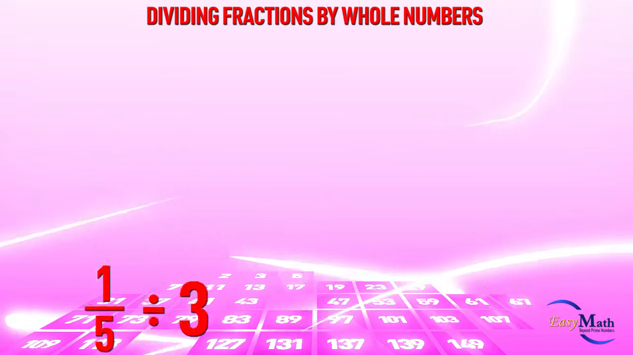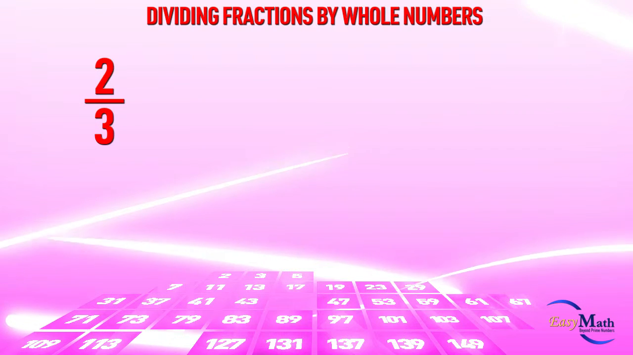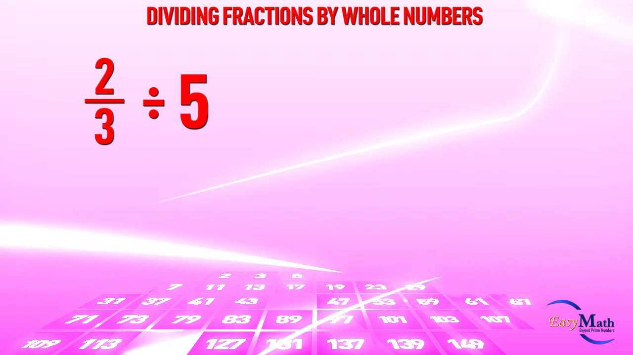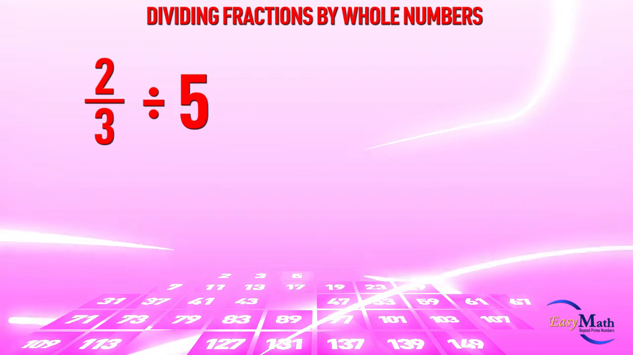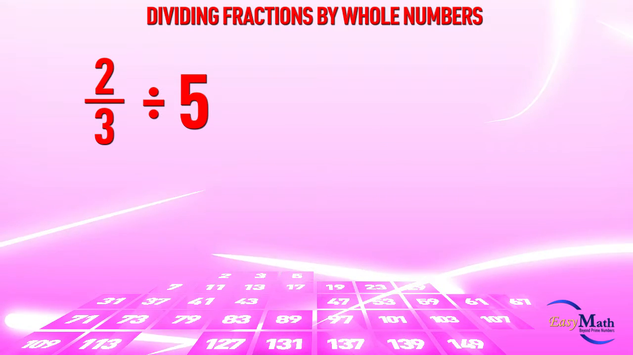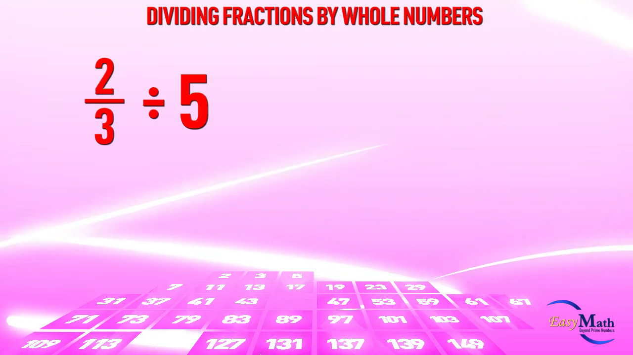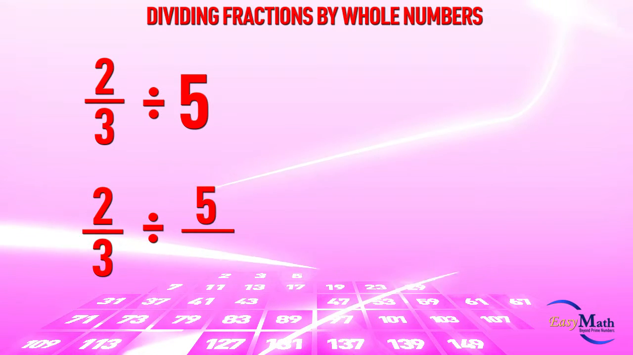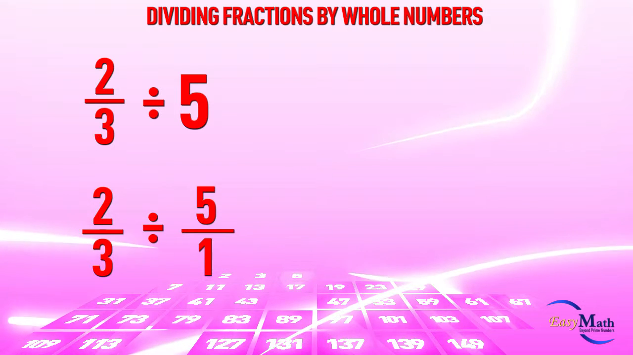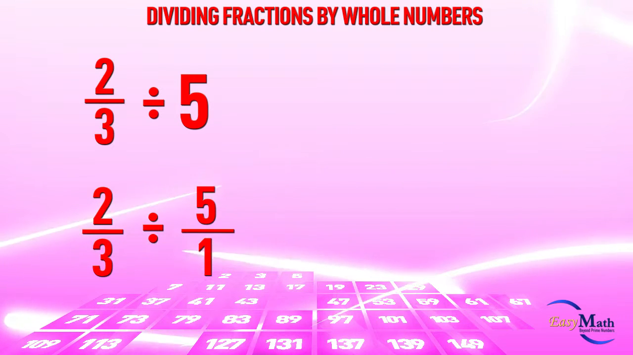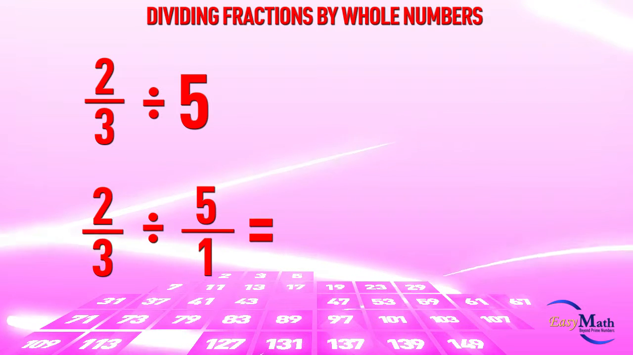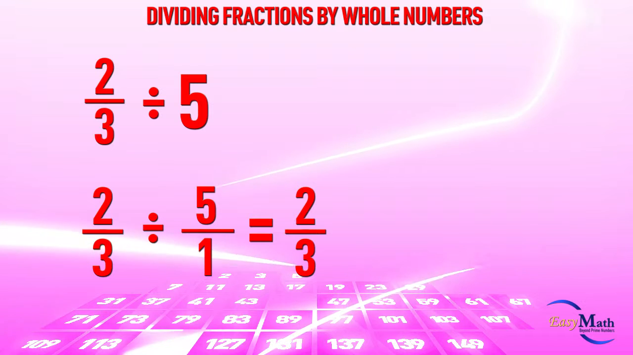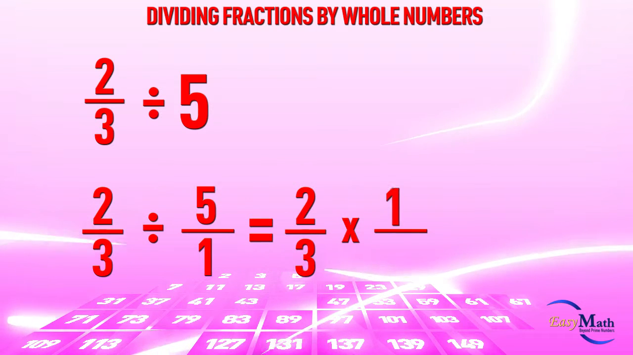Let's try another example. Let's say we have 2/3, and we want to divide 2/3 by 5. So again, it's a very simple process. We're simply going to change everything to fractions first. So we have 2/3 divided by 5 over 1. And before we begin to solve this, let's change that division symbol to a multiplication symbol. So now we have 2/3 times 1 over 5.